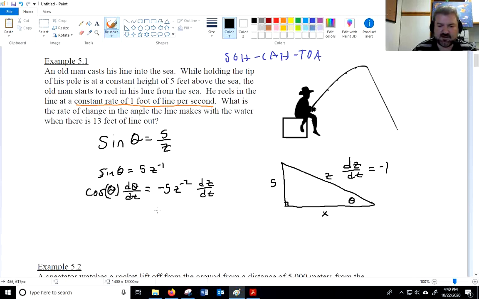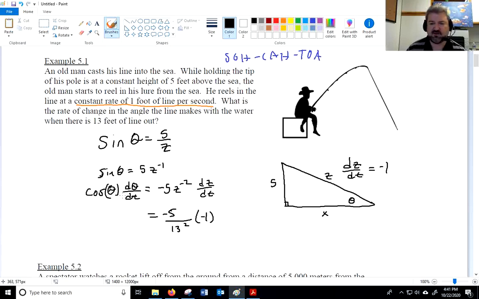Okay, well, let's figure out what we know. We know quite a bit here. We know that z is 13. And I'll just make that 13 squared on the bottom since it's a negative 2. We know that dz/dt is a negative 1. But how are we going to figure out what cosine of theta is? Well, kind of a rookie mistake here would be to think you would need a calculator and you'd have to actually figure out and calculate using arc cosine or something like that.